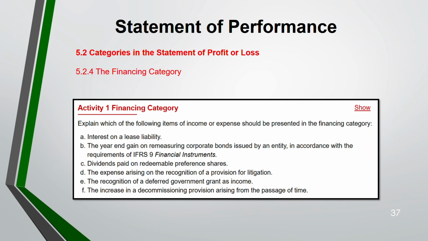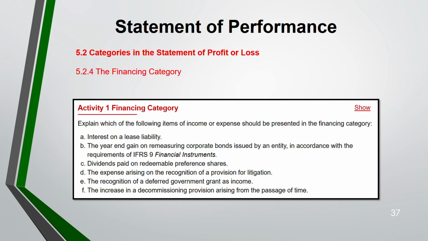Now, to understand this better, let us go through the 6 transactions. This is activity 1, financing category. For each of the following items of income or expense, you have to explain whether they will be presented in the financing category or not. A, interest on a lease liability. B, year-end gain on remeasuring corporate bonds issued by an entity in accordance with IFRS 9. C, dividends paid on a redeemable preference share. D, expense relating to the recognition of a provision for litigation. E, recognition of a deferred government grant as income. F, increase in a decommissioning provision arising from the passage of time.